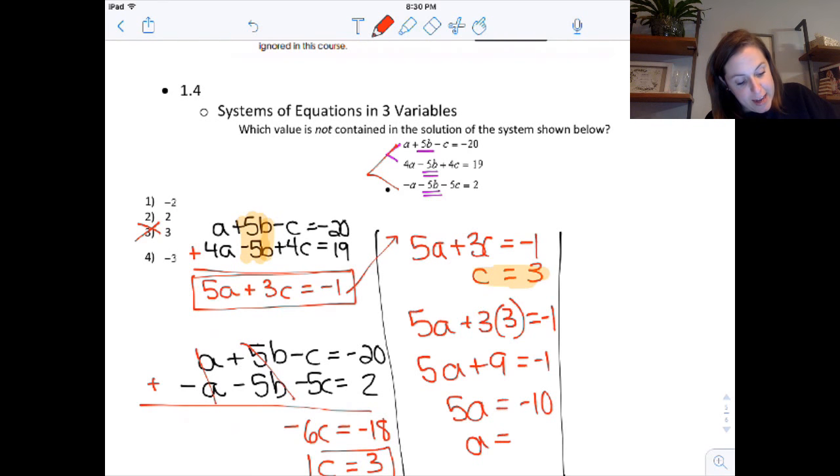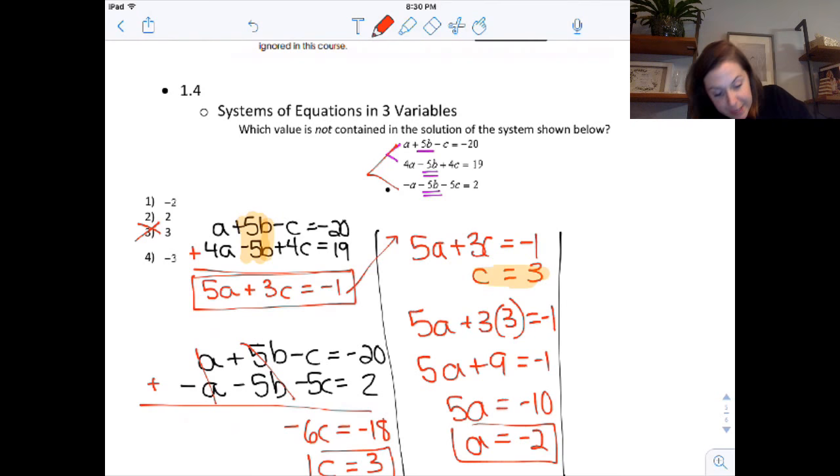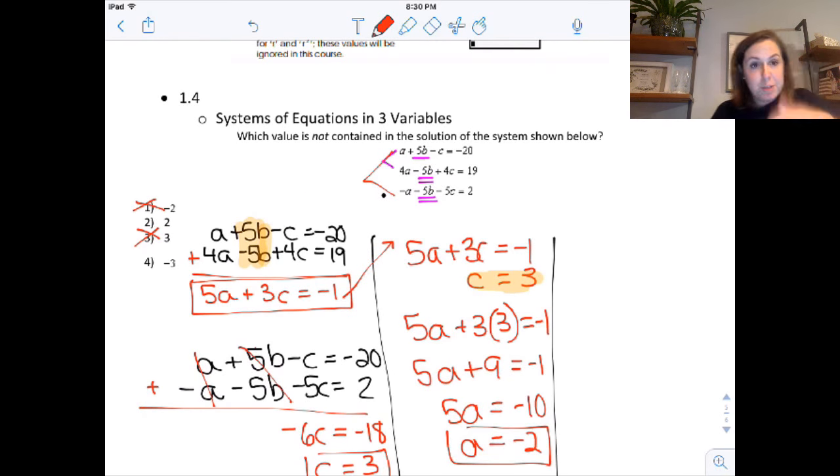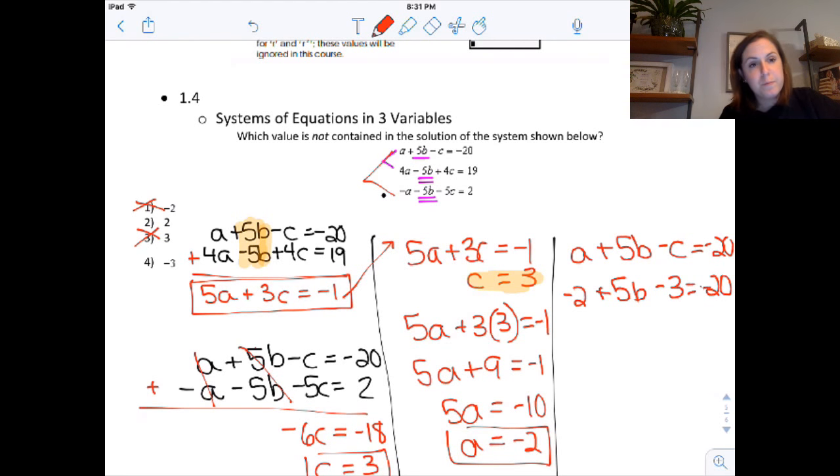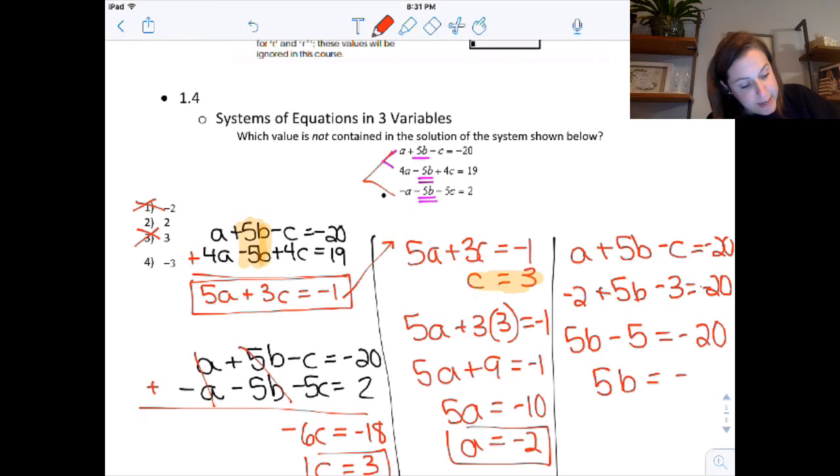That's a solution. So I've got C, I've got A, I just need B. Pick any of the originals, it doesn't matter which one. I'm just going to pick the first one because it's there. So A plus 5B minus C equals negative 20. Well, A we said was negative 2. 5B, I don't know B, I want that. Minus C, so minus 3 equals negative 20. So there I get 5B minus 5 equals negative 20. That gives me 5B equals negative 15, which gives me B equals negative 3. So that is my solution. It is not 4. So answer choice 2 is the only one here that doesn't work.